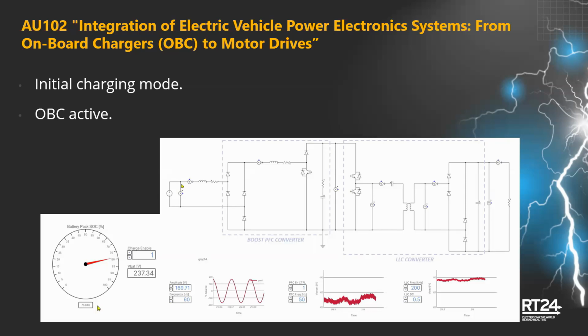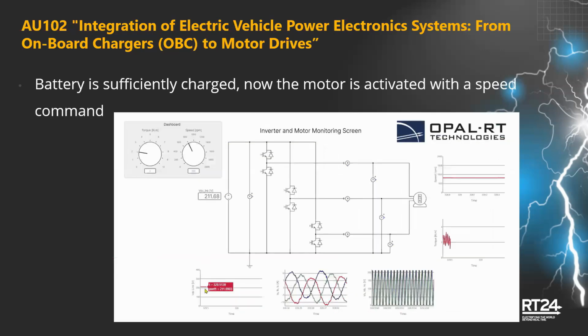After our battery is sufficiently charged, we give the speed command to run our motor. So in this situation, we've charged up our battery and we're ready to go out and drive somewhere, go to a restaurant, go on a road trip, something like that. We're ready to go. So now we are driving our car.